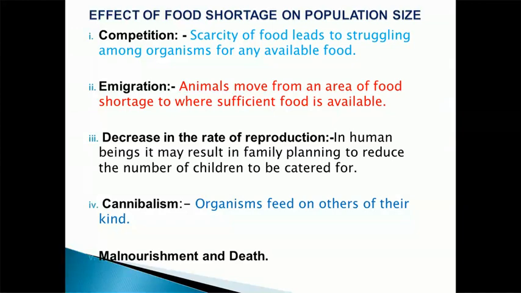Number 4 is cannibalism. Cannibalism simply means organisms feeding on others of their own kind. For example, dog feeding on dogs, human feeding on human. Gross, right? Very, very bad. But it can be an effect of food shortage. And lastly but not the least, malnourishment, starvation, and death. These are some of the effects. You can look through your textbook for more examples of the effects of food shortage on population size.